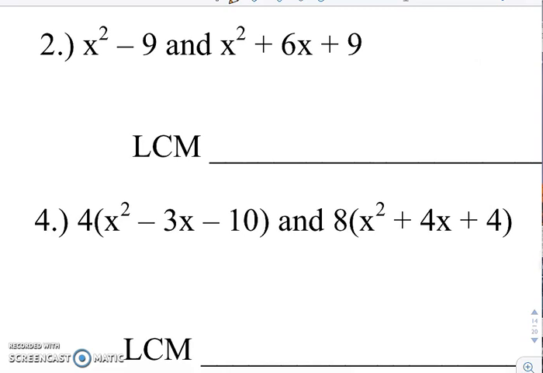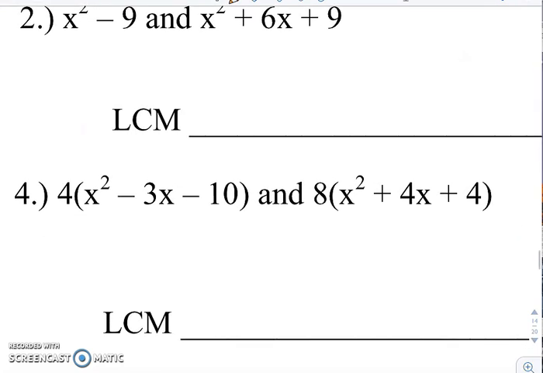We'll do number 4. So 4, x squared minus 3x minus 10, and 8 times x squared plus 4x plus 4. So 4, we can go 2 times 2. Again, if you understand that the LCM of 4 and 8 is 8, you can just write that down. I'm just going to factor everything. 8 would be 2 times 2 times 2.